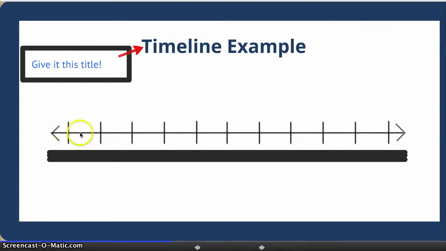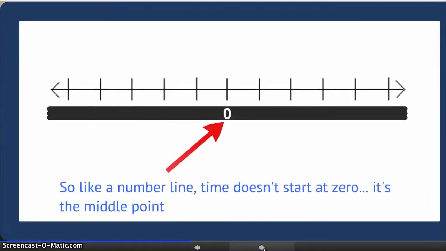Then we want to put 1, 2, 3, 4, 5, 6, 7, 8, 9, 10, 11 dashes for our different dates. Next, we want to find the middle dash, which is going to be the 6th dash from either side, and we want to put a 0 underneath there. Like a number line, time doesn't start at 0. It's kind of in the middle, so we want to put it in the middle there.